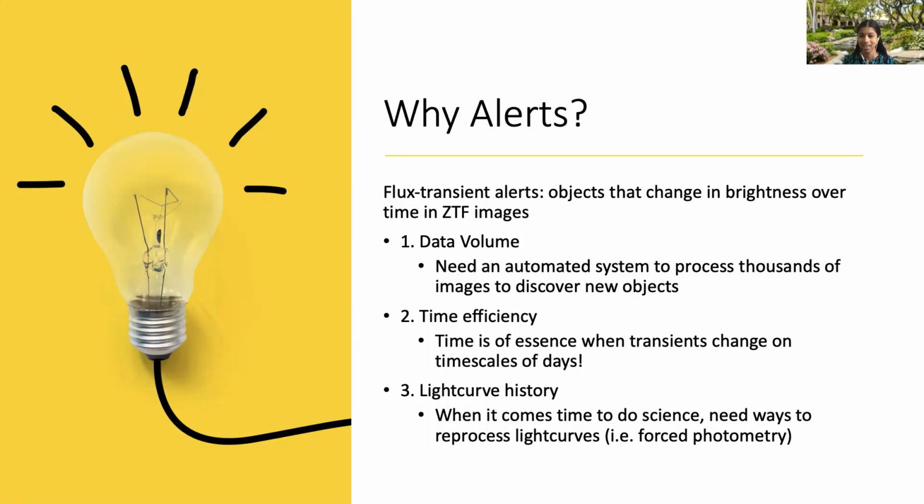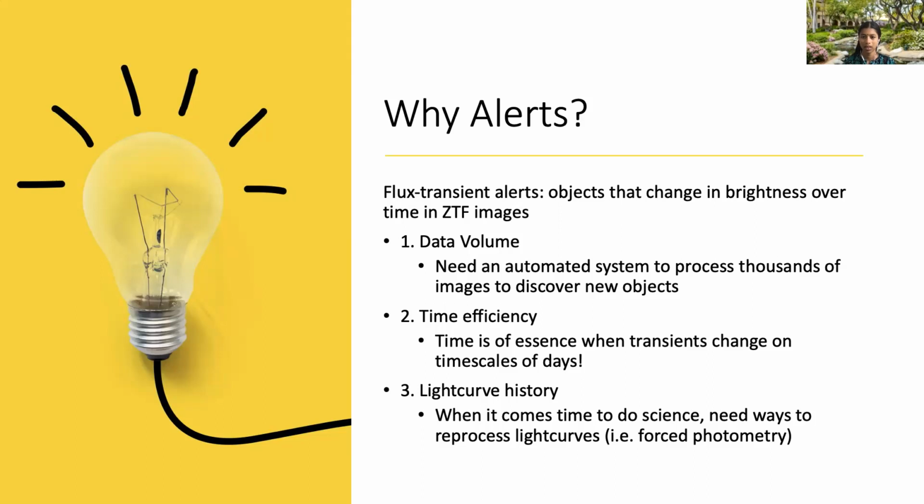The second is recognizing that transients fade fast over time. So if you want to systematically discover transients that fade over the course of days and weeks, then time is of the essence. And so you need an automated system.